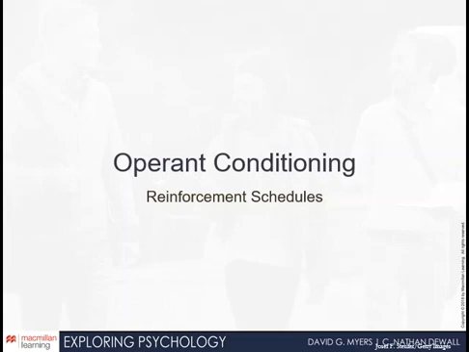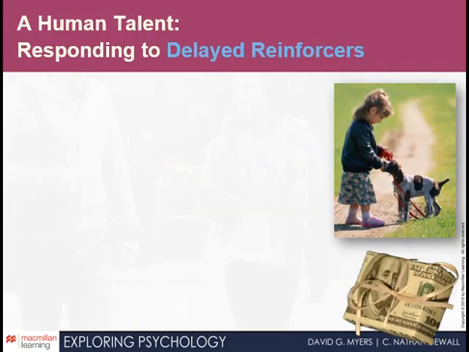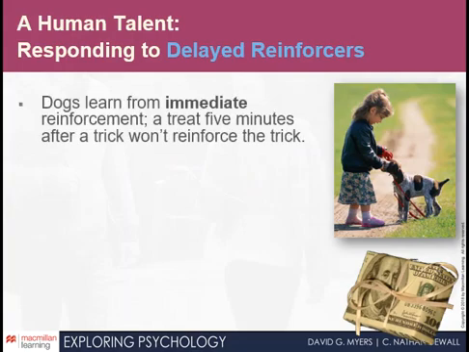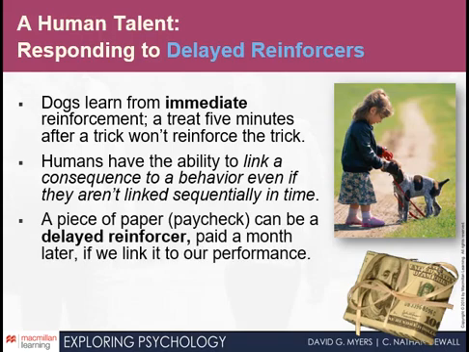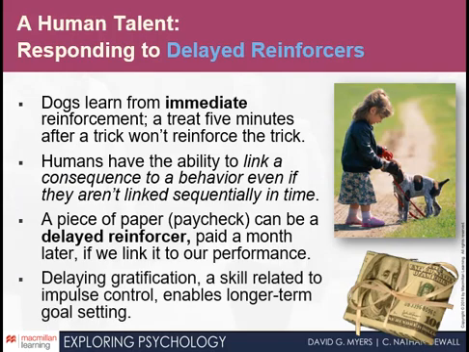Operant conditioning, looking at reinforcement schedules. First, the human talent of responding to delayed reinforcers. Dogs learn from immediate reinforcement. A treat 5 minutes after a trick won't reinforce the trick. Humans have the ability to link a consequence to a behavior even if they aren't linked sequentially in time. A piece of paper, a paycheck, can be a delayed reinforcer, paid a month later, if we link it to our performance. Delaying gratification is a skill related to impulse control, and it enables longer-term goal setting.